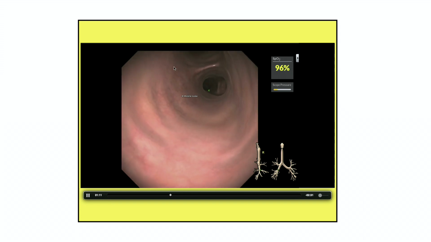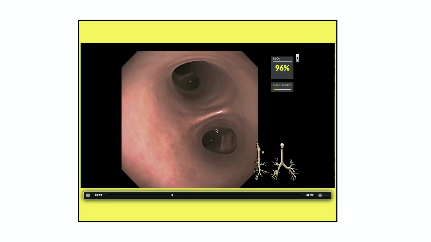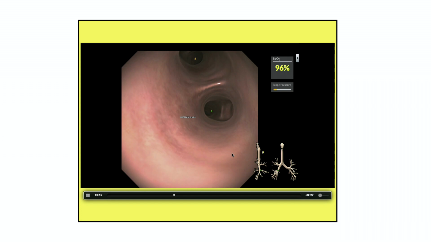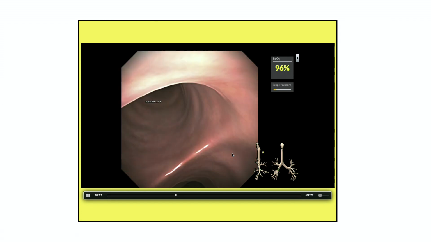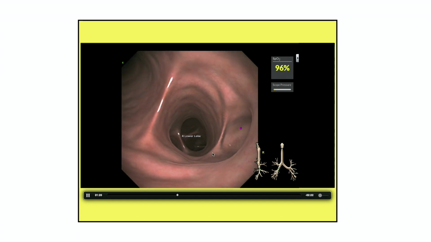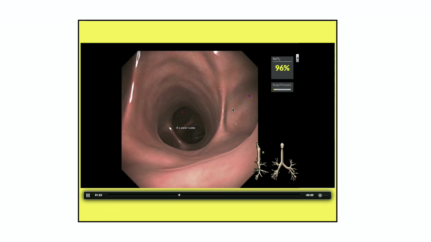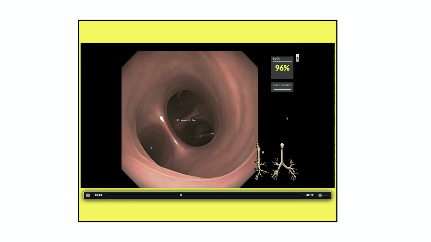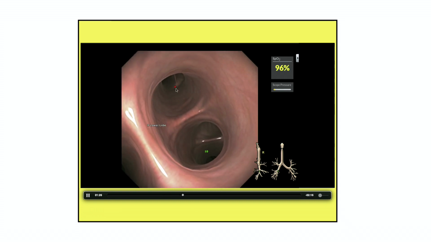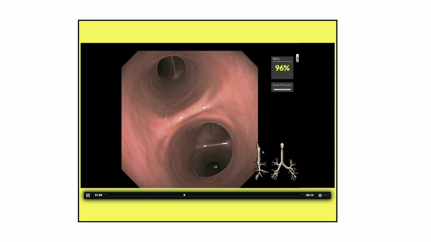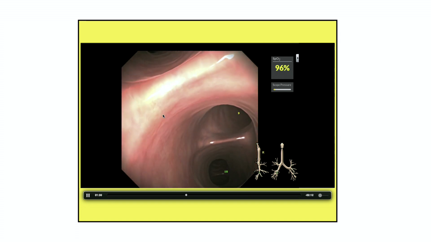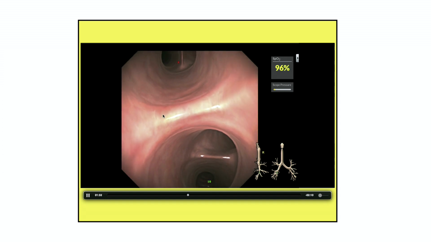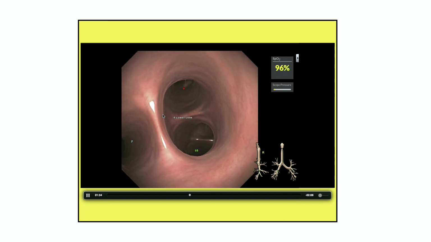The right middle lobe is divided into the medial and the lateral segment. This is the lower lobe. This is the apical segment over there, and these are the basal segments: anterior, posterior, medial, and lateral segment of the basal lower lobe.